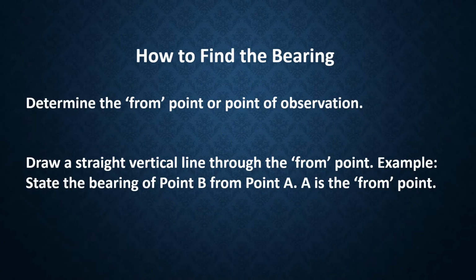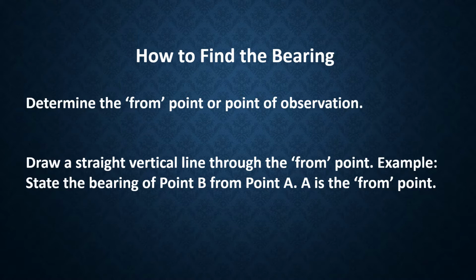So how do we find our bearing? First thing, we must determine our from point or our point of observation. In other words, normally in bearing, we are given 2 points. We're given a point A and a point B. Now, point A and point B are relative. They can be a post office, a church, a school, a fire station, a police station, a power station. They can be a trigonometrical station. They can be basically anything.